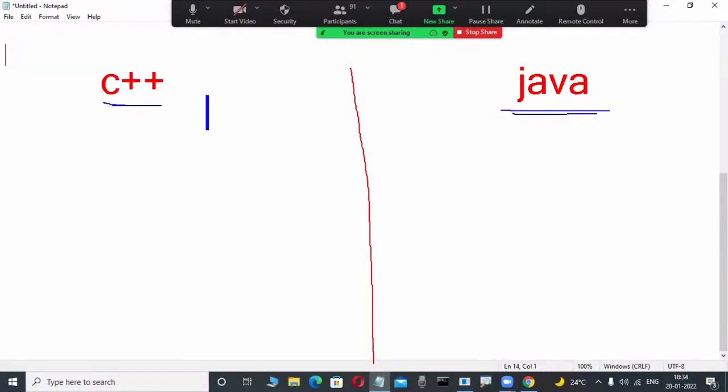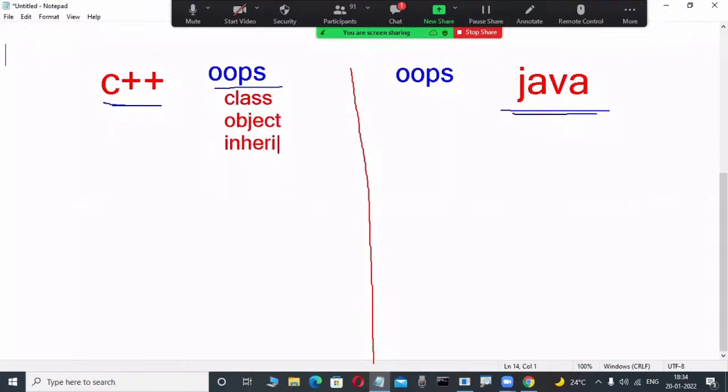In object-oriented languages, there are some OOPS concepts, some object-oriented features. Here also OOPS concepts are there. Here also OOPS concepts are there. Some fellows may have an idea: class is a concept, object is a concept, inheritance is a concept, polymorphism is a concept. Now check it out. Same here, in Java also, OOPS concepts: what is class?